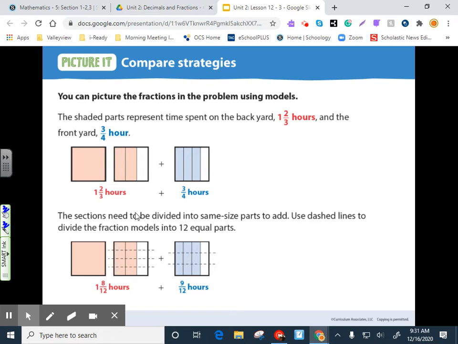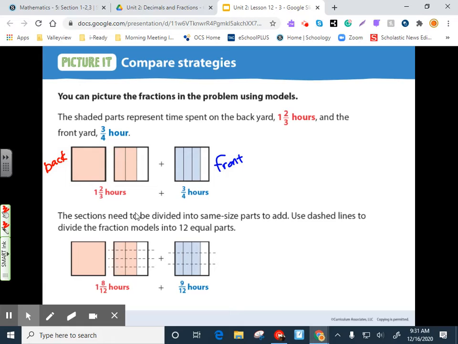All right, so we've got a couple different ways that you can solve these problems. The first one here is using models, also using pictures. Right here in red, this represents how much time was spent with the backyard, and over here in blue, this is what's going on with the front yard. So we can visually see that she spent more time doing the backyard than the front. This represents 1 2/3 hours, and over on the right is 3/4 hours.